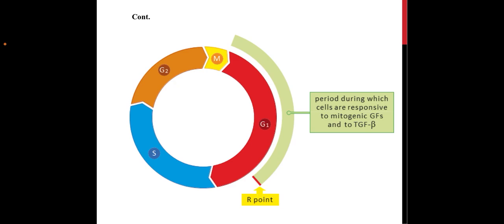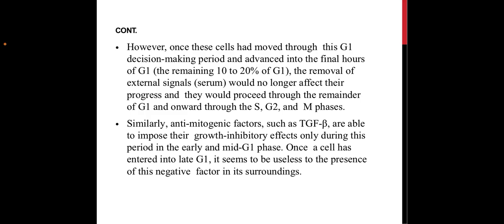So that is the R point, starting after the M phase and at the late G1 period, during which cells are responsive to mitogenic growth factors and to transforming growth factor TGF beta. However, once these cells had moved through this G1 decision making period and advanced into the final hours of G1, the remaining 10 to 20% of G1, the removal of the external signals, serum, would no longer affect their progress and they would proceed through the remainder of G1 and onward through the S, G2 and M phases.